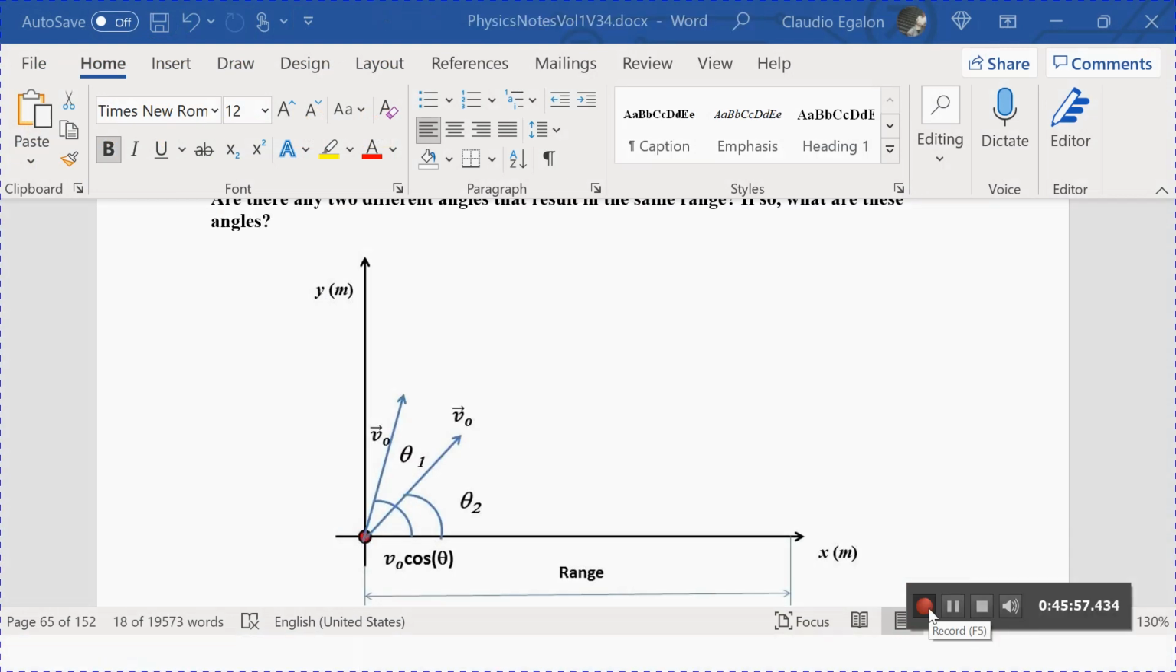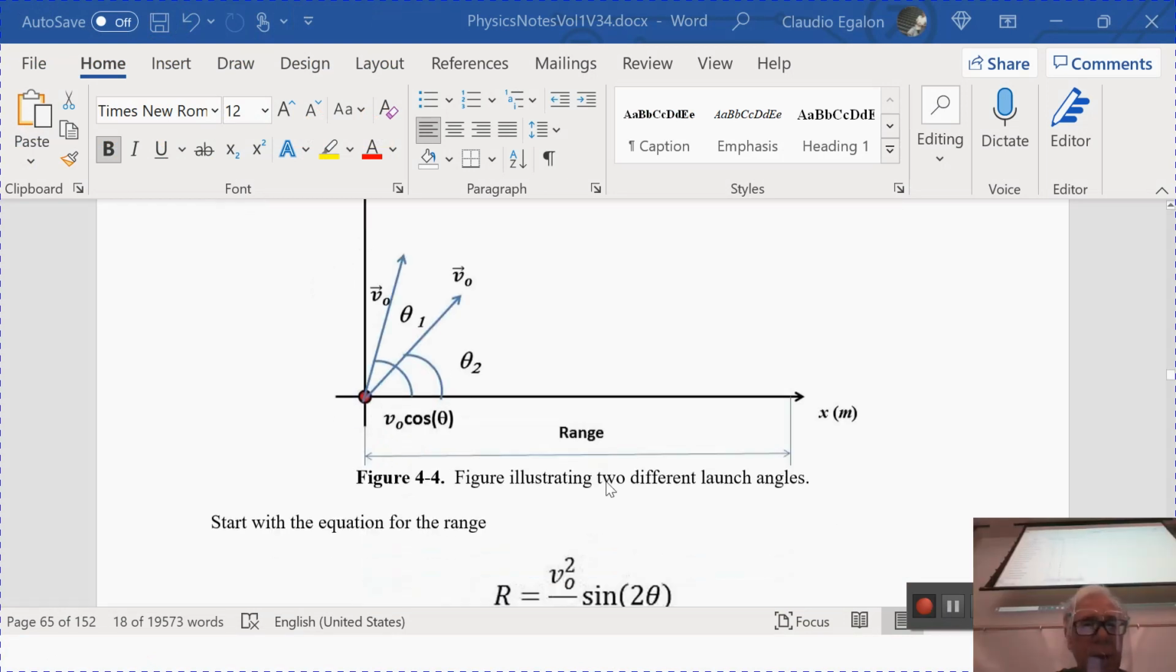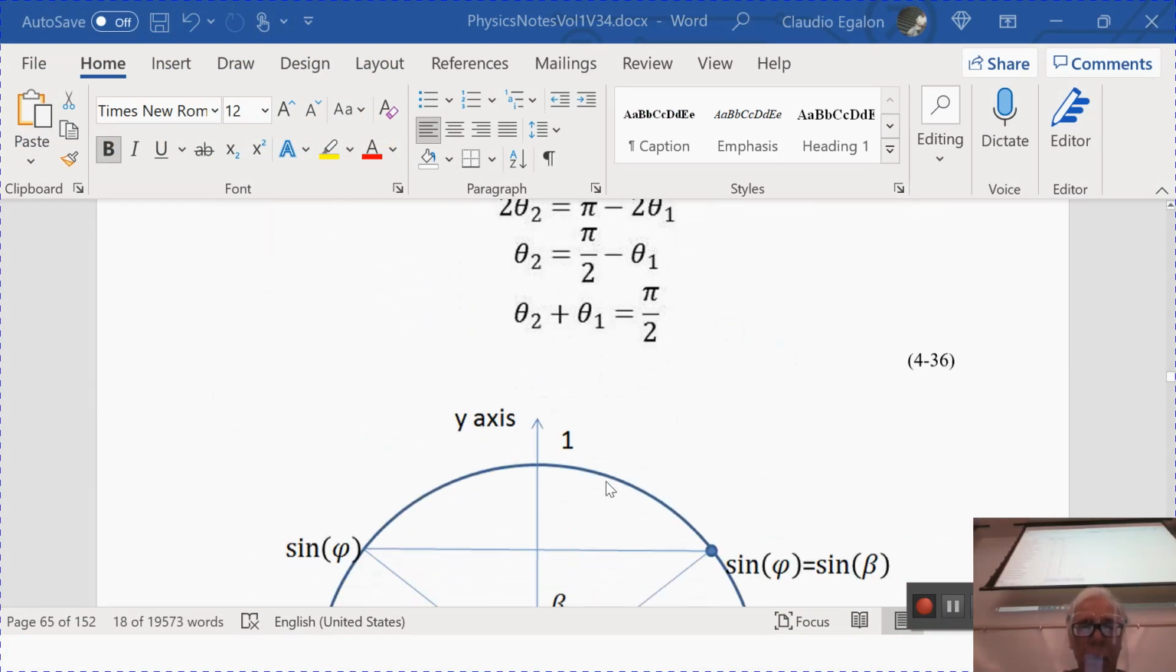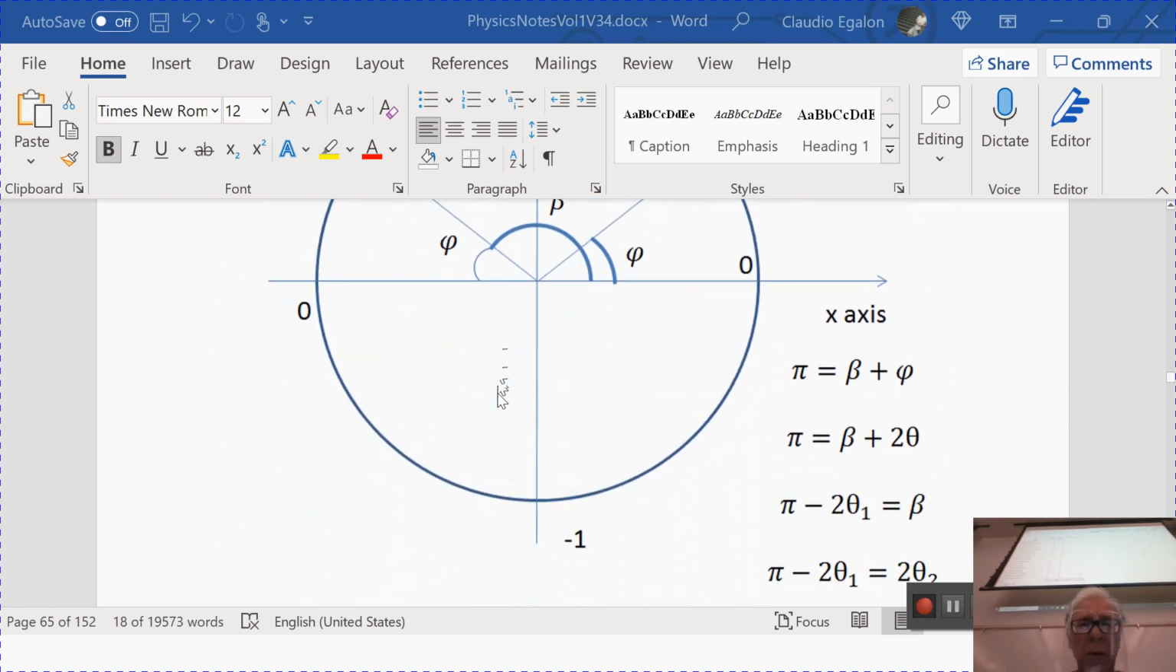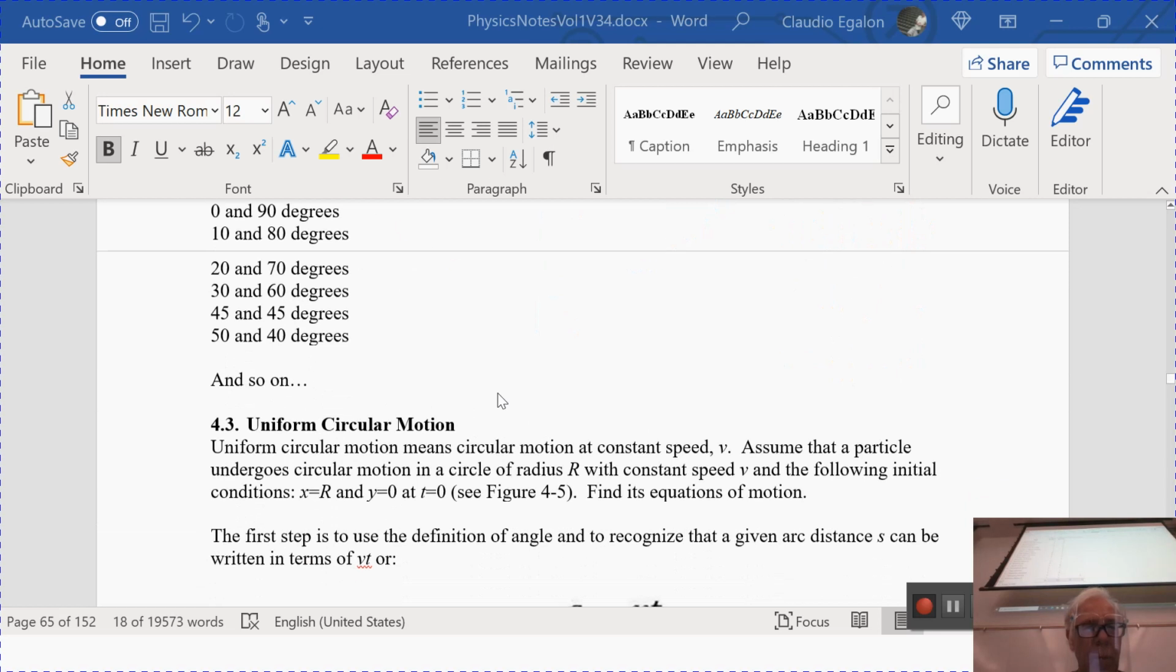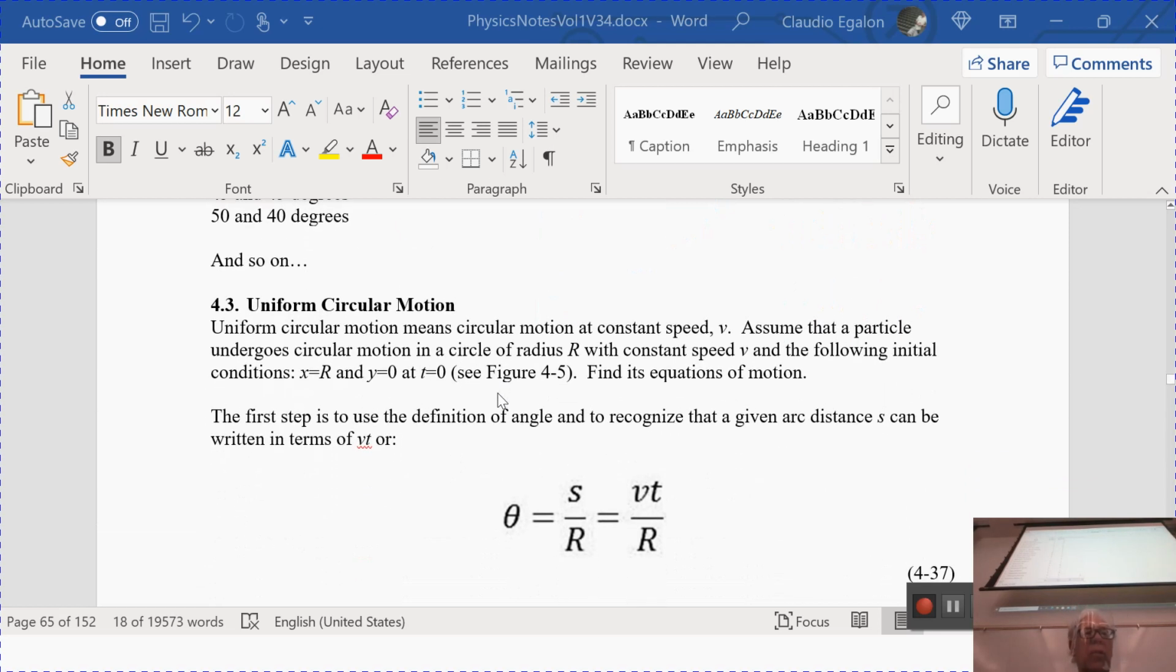You pause. Okay, the limit for problems is just the imagination, okay? So let's see if we can find another one here in my notes. Yeah, here you go. See it, the trigonometric circle. Okay, now we're going to talk about uniform circular motion. So we exhausted the problems on projectile motion.